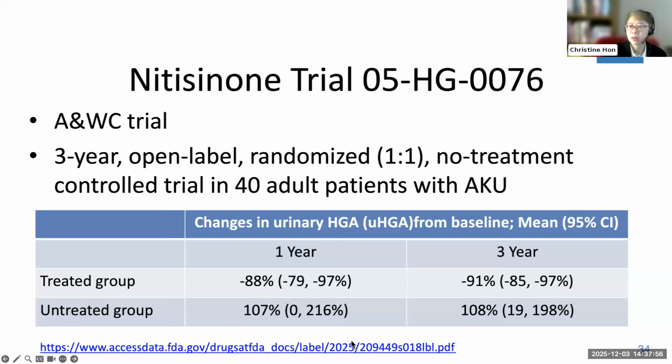Nitisinone has been approved to treat hereditary tyrosinemia type 1, and because of where it is located in the pathway, it has been evaluated in AKU and has been successfully approved for this indication. Next slide, please.